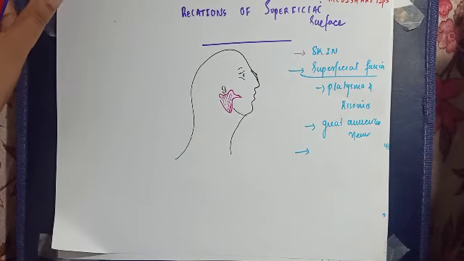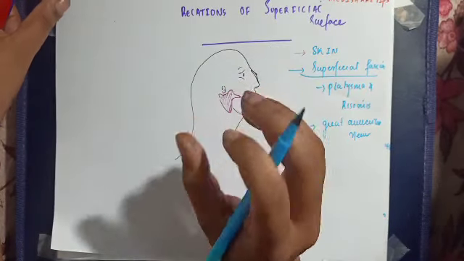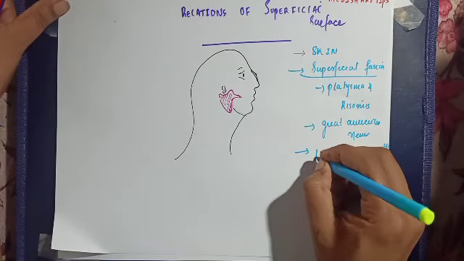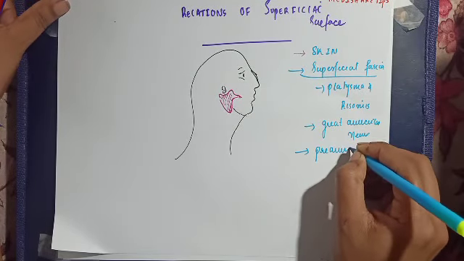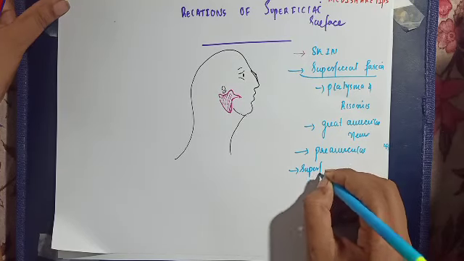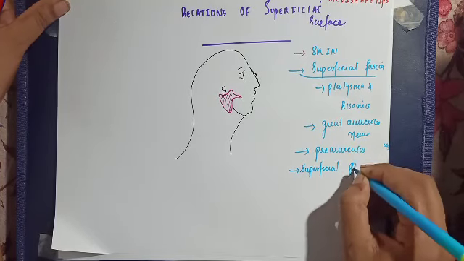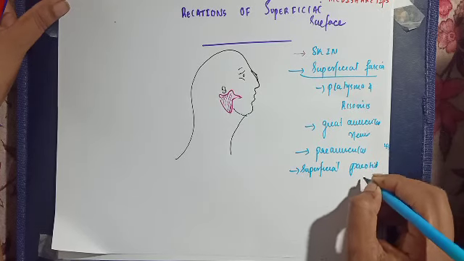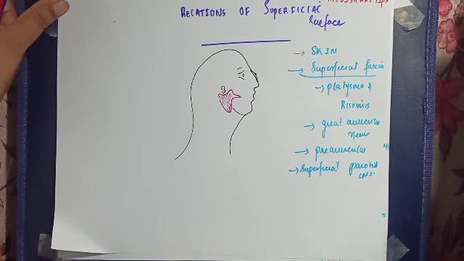some lymph nodes here. As it is related to the ear, it is the preauricular, as well as the superficial parotid lymph nodes, which are located in the superficial fascia here. So superficial parotid lymph nodes. So these are the structures.